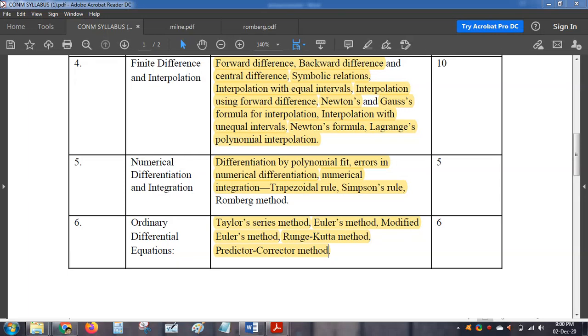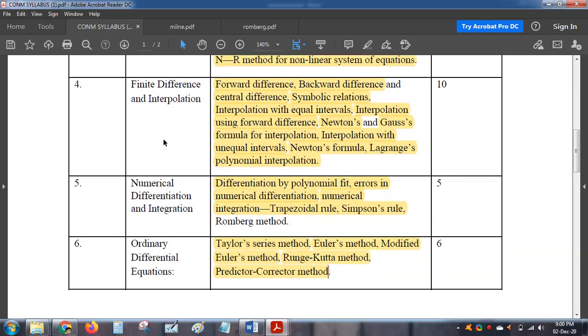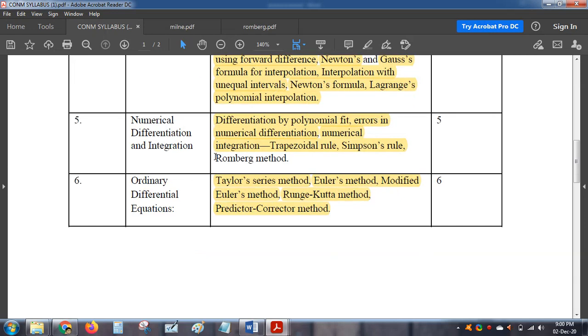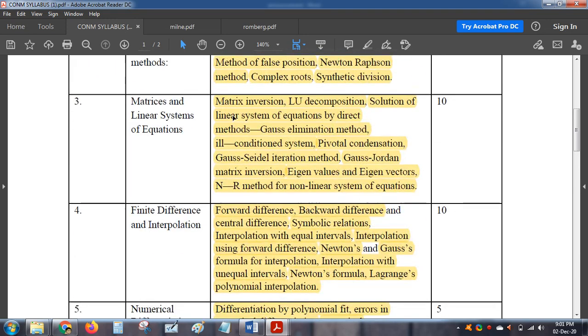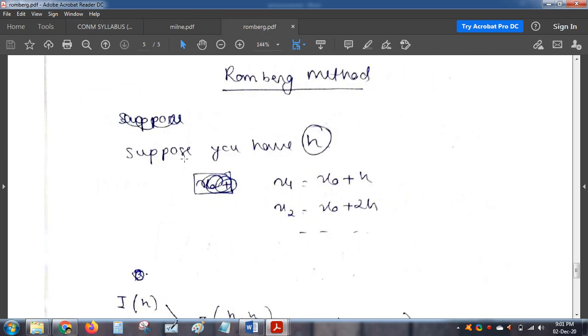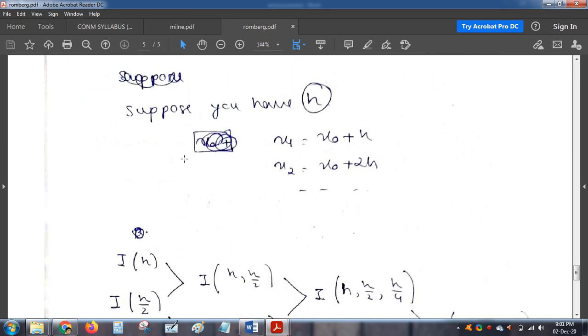The last topic from our CONM syllabus is the Romberg method, which falls under numerical differentiation and integration. So it falls under the integration part of the module. In the Romberg method, you have to develop a table. Now the table depends upon what value of h you are selecting. Depending upon your h, how many times you divide this h, based on that this formula is derived.